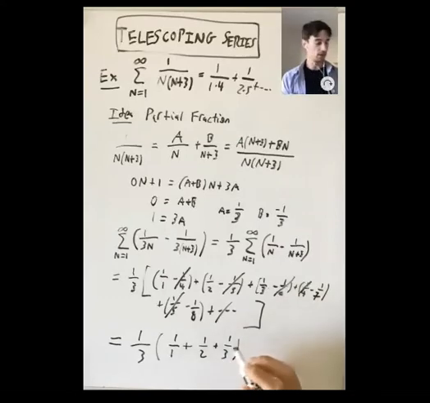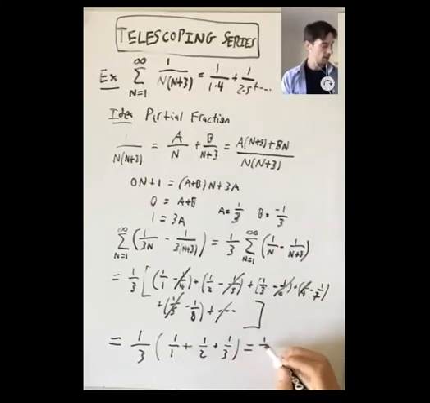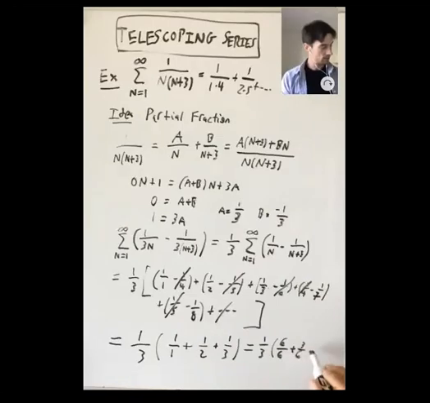So this is a perfectly fine answer, but you can put everything over a common denominator. Rewrite this as 6 over 6 plus 3 over 6 plus 2 over 6. And what we get is 6 plus 3 plus 2 is 11. So we get 1/3 times 11 over 6, which is 11 over 18.